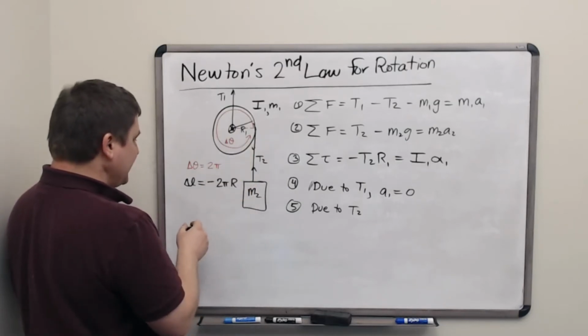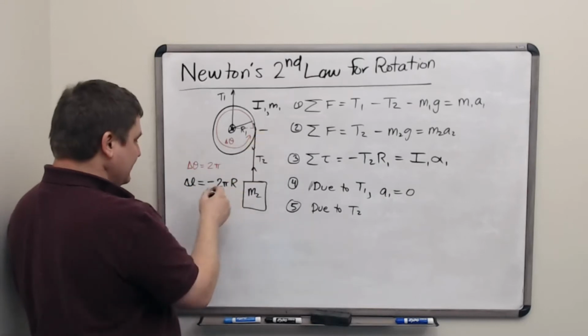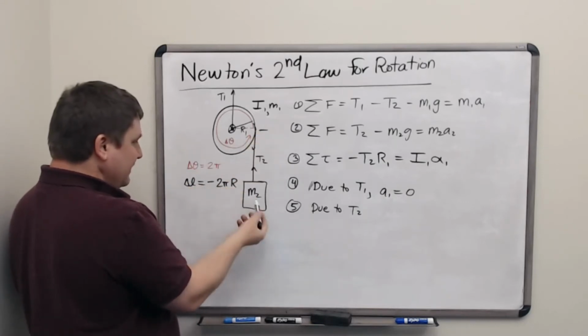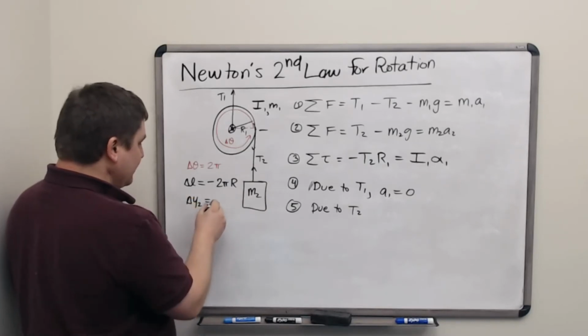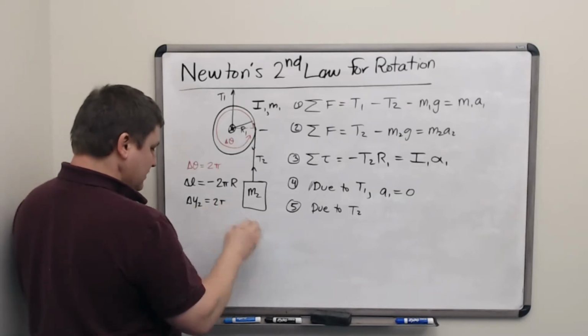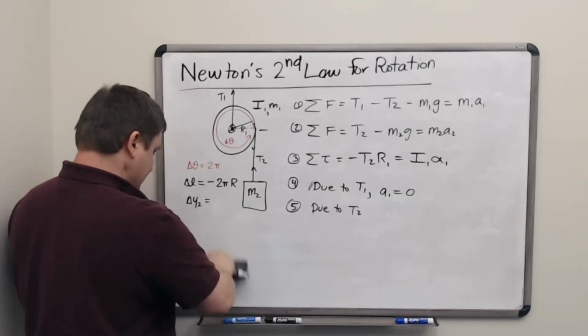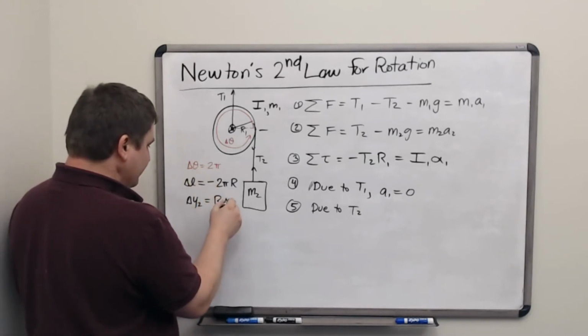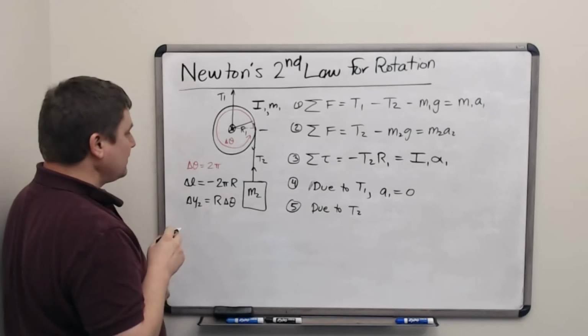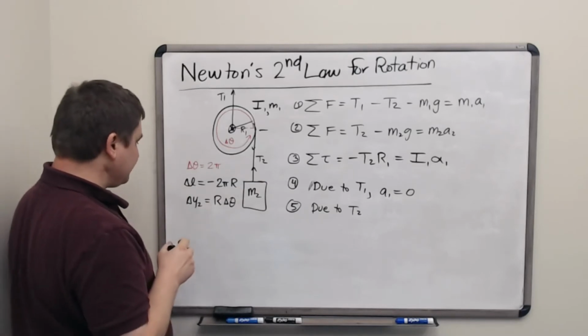And I can relate these velocities. If L is the length of the string, L getting shorter means that mass 2 moves up. So the change in the y-coordinate of object 2 is equal to, since our delta angle was 2 pi, r times the change in angle. Okay, so that makes sense.